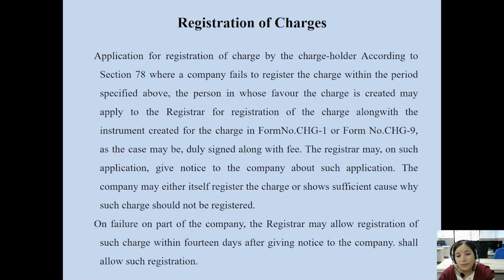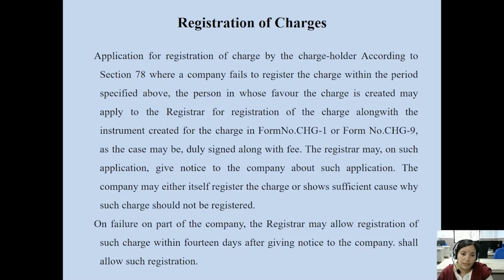Why are you not recording? Why are you not keeping the register as required to be kept as per the Companies Act 2013? Why is it not kept? The company may either itself register the charge or show sufficient cause why such charge should not be registered.